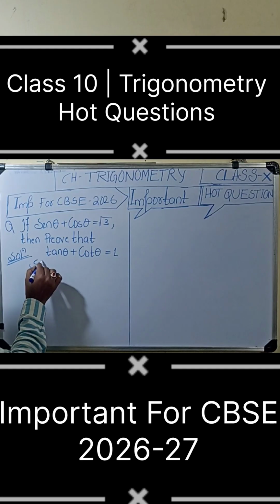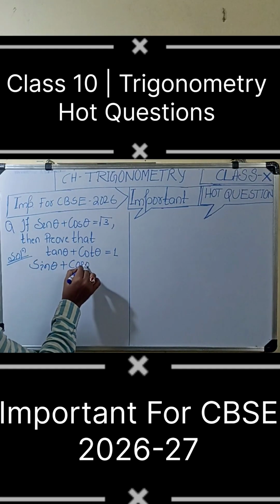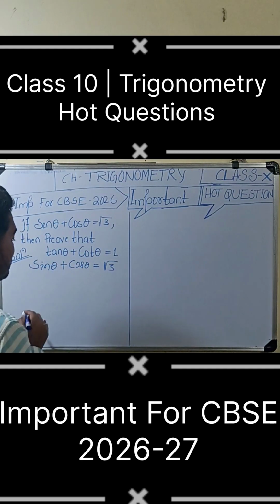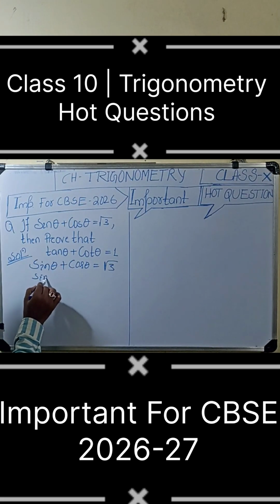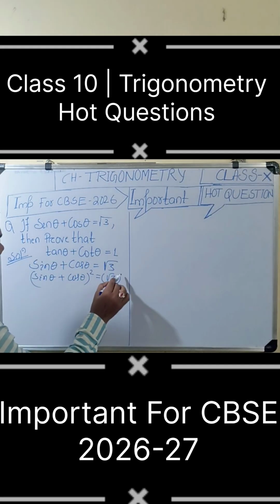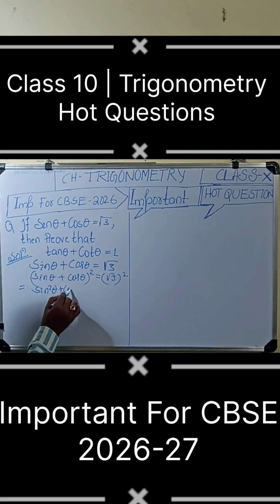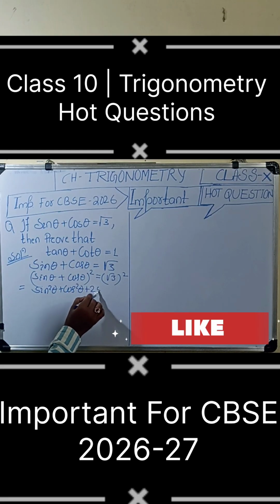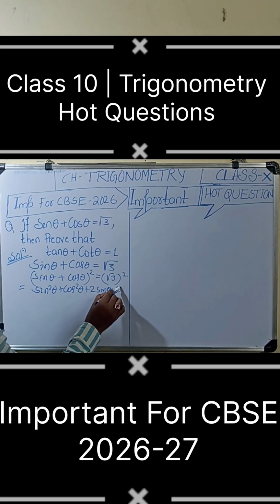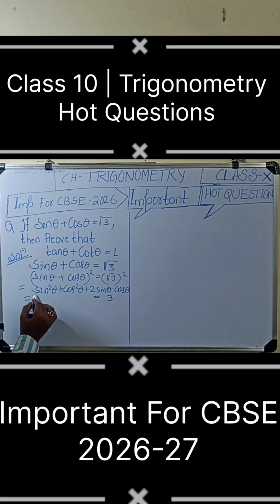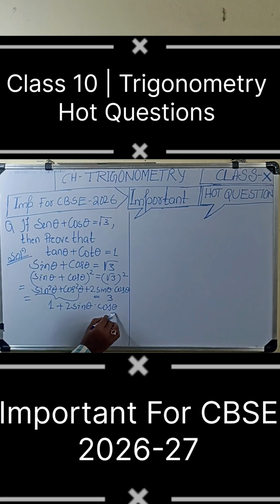Students, here it is given that sin theta plus cos theta is equal to root 3. So if you square both sides, students, what will we get? Sin theta plus cos theta whole square is equal to root 3 whole square. We know (a plus b) whole square, so it will become sin square theta plus cos square theta plus 2 sin theta into cos theta is equal to root 3 whole square, which is 3. Students, you know that sin square theta plus cos square theta is equal to 1. So 1 plus 2 sin theta into cos theta is equal to 3.